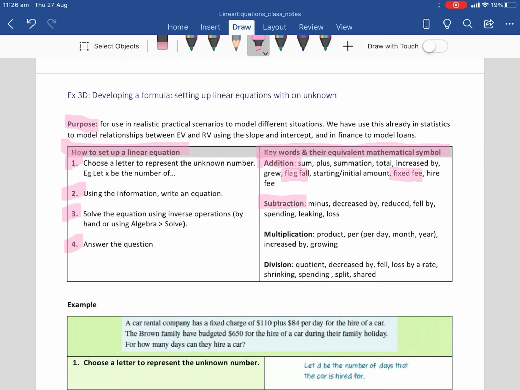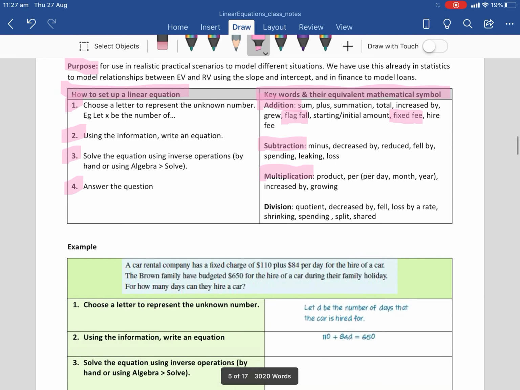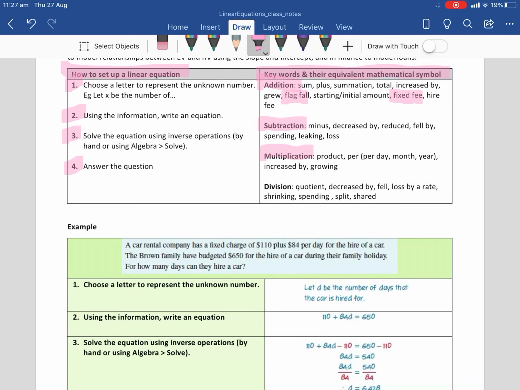For subtraction, you could have words such as minus, reduced, loss, leaking. Multiplication, some words could be the product of something, or per. Whenever you see per day, per month, or per something, it's usually multiplication. It could be growing. And then division, so similar words could be quotient, decreased by, fell, lost by, rate. Take notice that some of them are similar. For division, decreased by is the same as another word for subtraction.